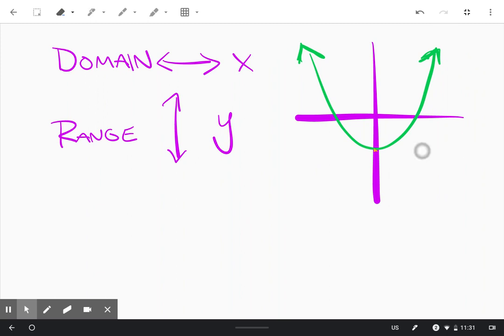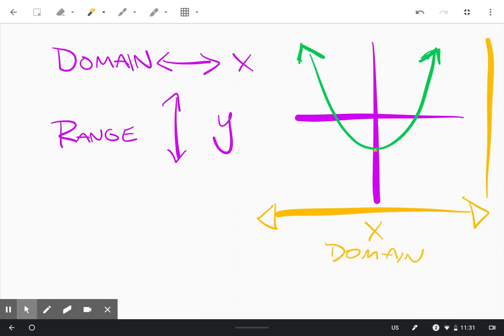Let me just add a couple things to this drawing. For domain, we're talking about this. We're talking about how far does this go? The x, that's the domain. And the range is how far this is going on the y, or up and down. Okay, so that's what we're looking at.